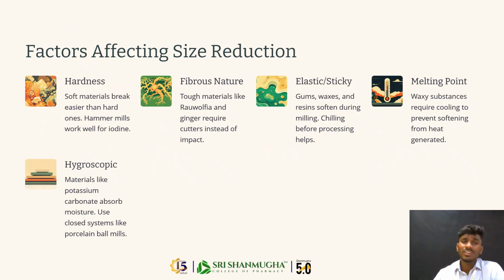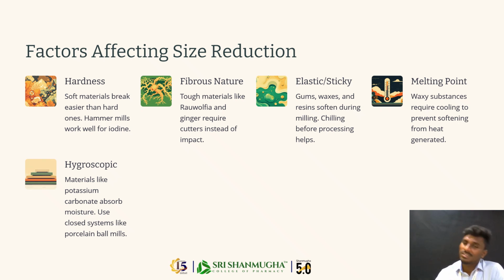What are the factors affecting size reduction? First of all, there are some disadvantages for size reduction. The first one is hardness. Hardness is a very difficult factor because hard material is not easily converted into small particles. Soft material breaks more easily than harder ones. And the second one is fiber nature.